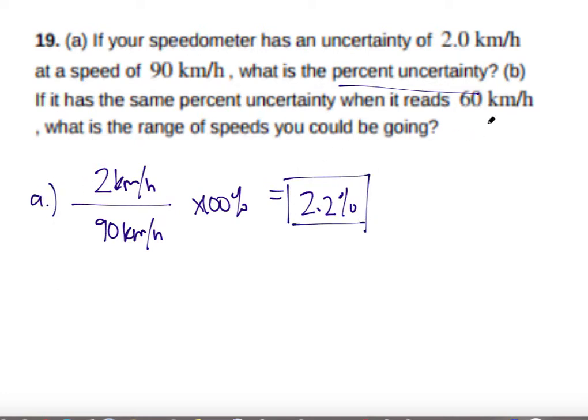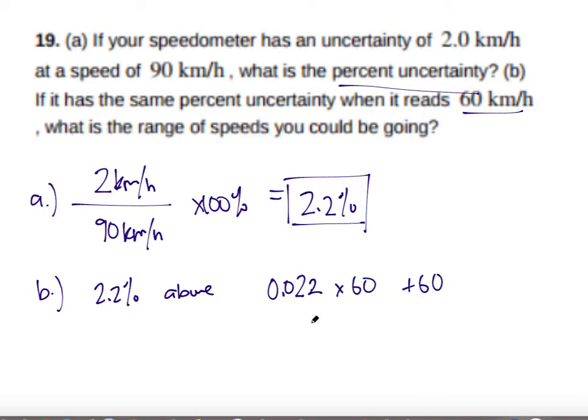Now, how does this change when I'm actually going at a lesser speed? Well, B, if I look at the same percent uncertainty of 2.2%, the range of speeds that I could be going would be either 2% above, which would be 0.022 times 60 plus 60, or 0.022 times 60, and then subtract that from 60.